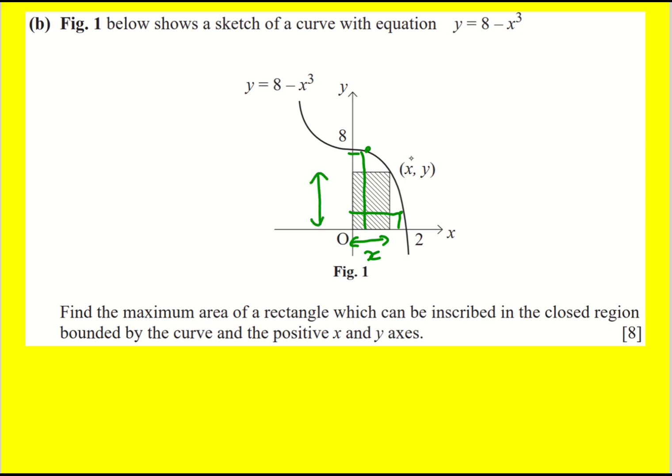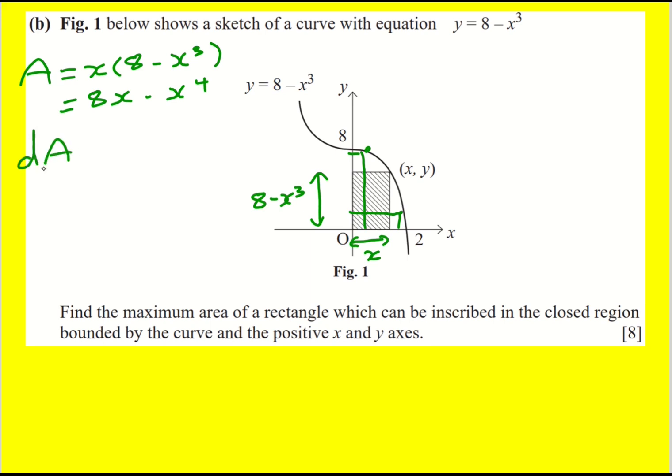The height is then going to be the same as the y value on the curve, so it's going to be 8 minus x cubed. We can therefore write down the area as base times height, x times 8 minus x cubed, which is 8x minus x to the 4. So that is a function of x. As x varies, I'll get some different areas. Now what we want to do, therefore, to find the maximum is find the stationary points. So let's differentiate. dA by dx is going to be 8 minus 4x cubed.